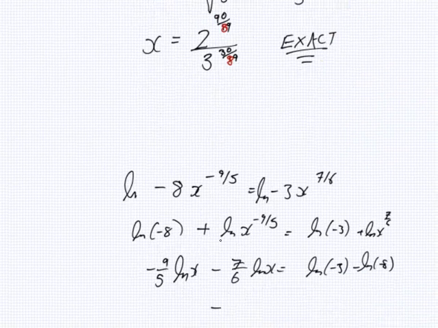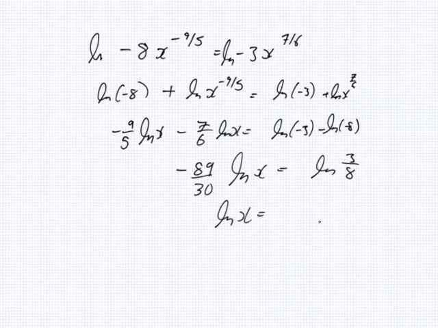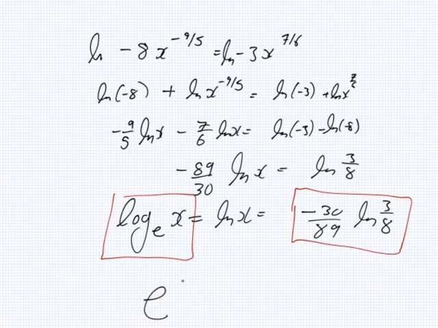Okay. So, 89 over 30 log x equals log 3 over 8. So you get log x equals minus 30 over 89 log 3 over 8. So just remember, you're saying here log base e of x equals this. So what you're saying is that e to that power is equal to x, yeah.